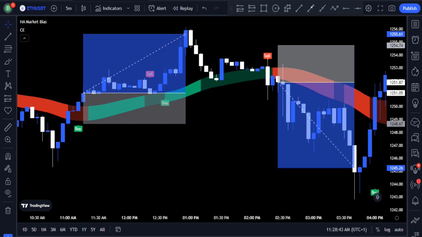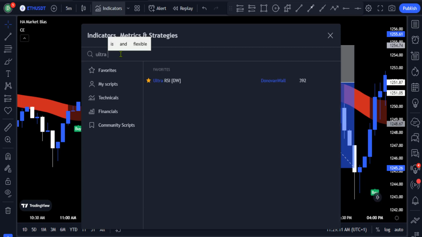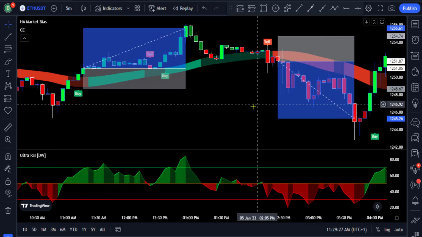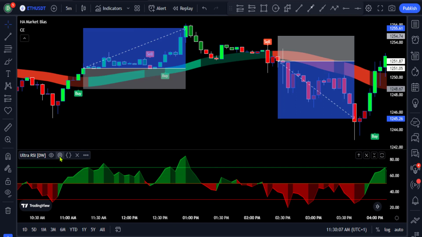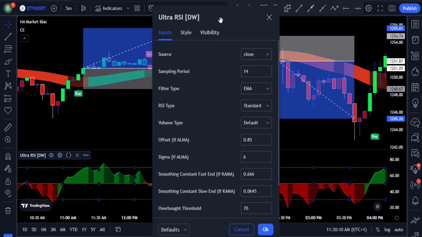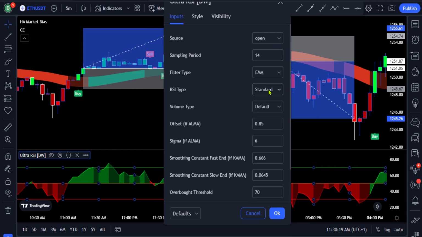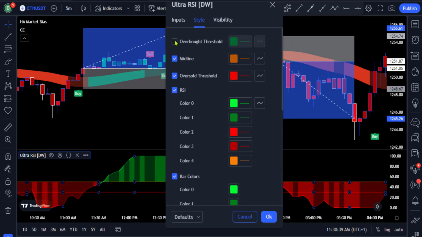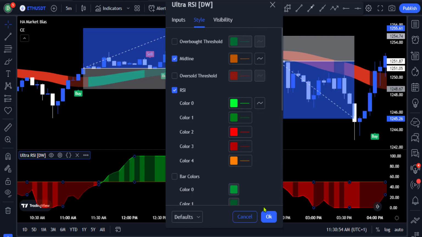Now, let's add the third indicator. So go over to the indicators tab again and search for the Ultra RSI indicator and click on this one by Donovan Wall. Now, go to the setting of the indicator to filter out some of the market noise in the indicator. So on this input section, you are going to change this source to open and this RSI type to Langer. Then go to the style section and uncheck this overbought and oversold threshold and the bar color and click OK.